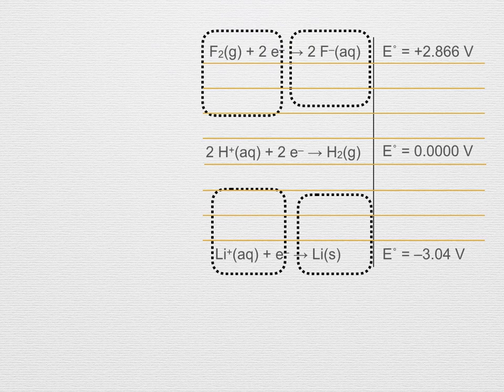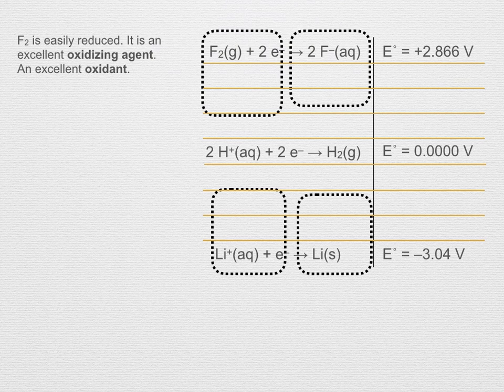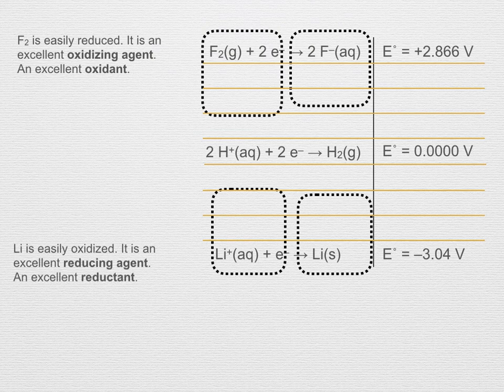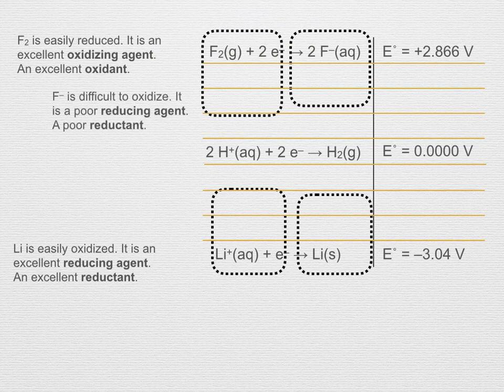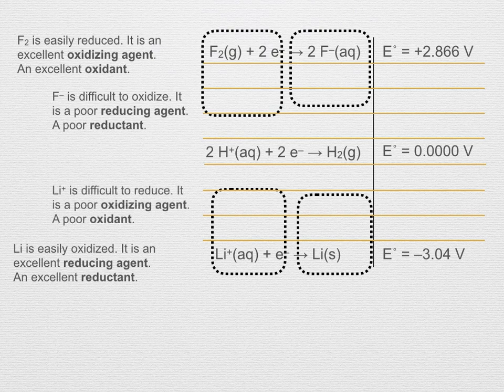Now note the following words and their use. F2 is easily reduced. It's an excellent oxidizing agent. It's an excellent oxidant. Lithium is easily oxidized. It is an excellent reducing agent, an excellent reductant. F- is very difficult to oxidize. It is a poor reducing agent, a poor reductant. Li+ is very difficult to reduce. It is a poor oxidizing agent, a poor oxidant.